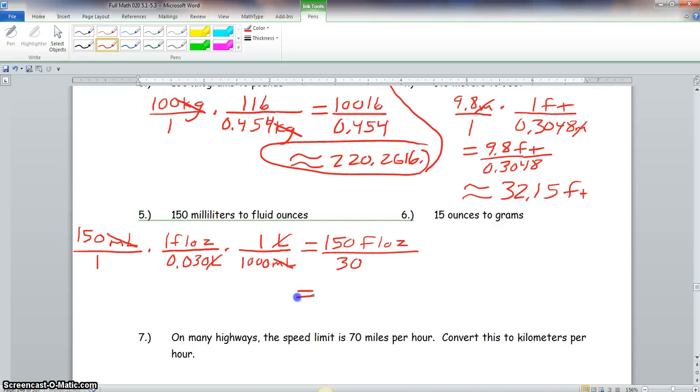So we would have 150 divided by 30, which is 5, and it would be 5 fluid ounces.